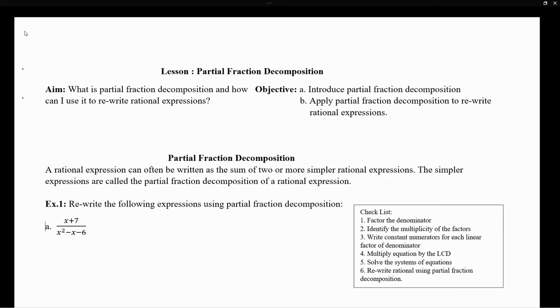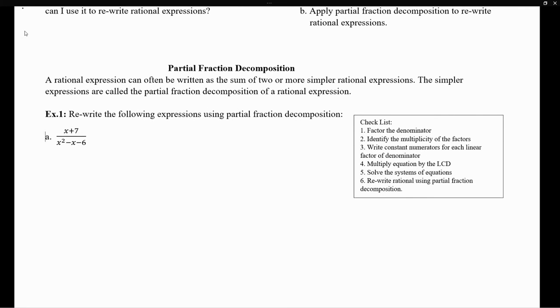So let's get started. So what is partial fraction decomposition? Well, a rational expression can often be written as the sum of two or more simpler rational expressions. And the simpler rational expressions are called the partial fraction decomposition of a rational expression. In other words, partial fraction decomposition is a technique that we have to rewrite rational expressions.